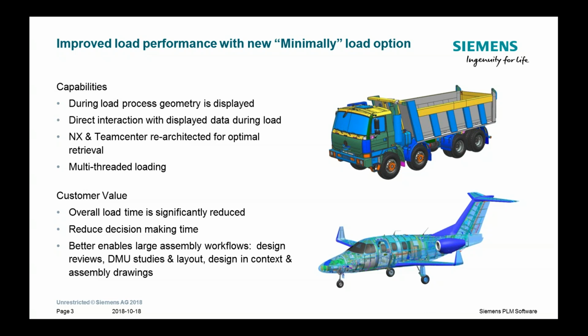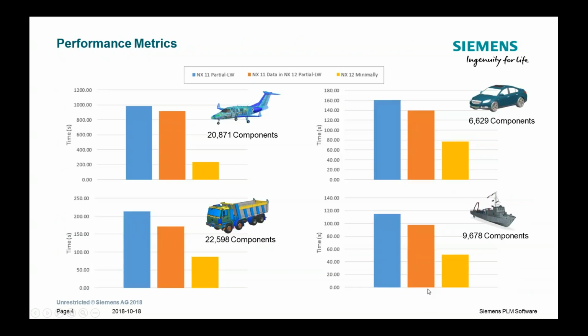And overall, the minimal load will support some use cases and workflows in NX that were a little cumbersome before. So just to give you some data, there are 3 different data sets. I'll be demoing the data set on the lower right, the ship there. The blue columns are NX partial lightweight loading results. The orange are loading the same data, but doing it in 12. And then the gold bars on the right are NX12 minimal. And so you can see there's a significant time savings with the minimal load approach.